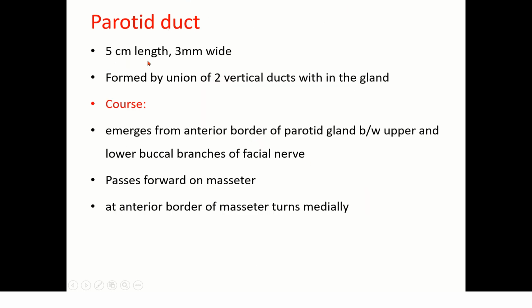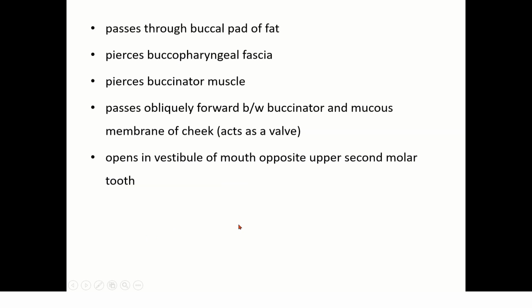It is approximately 5 centimeters in length and 3 millimeters wide, formed by the union of two vertical ducts within the gland. Course: it emerges from the anterior border of the parotid gland between the upper and lower buccal branches of the facial nerve, and passes forward on the masseter. At the anterior border of the masseter, it turns medially, passes through the buccal pad of fat, pierces the buccopharyngeal fascia, pierces the buccinator muscle, and passes obliquely forward between the buccinator and the mucous membrane of the cheek.